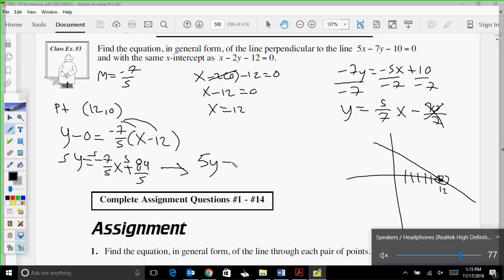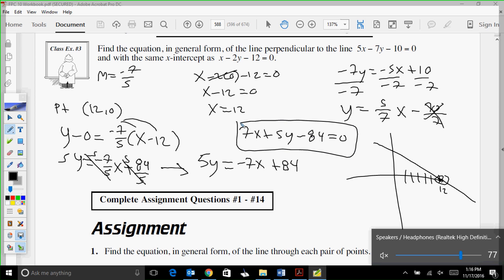I'll move out of the way here in a second. So that's where we're at after the 5's cancel. Okay, questions before I finish that off? I have one more thing to do. We're okay? All right, so we need to move, I'm going to move this 7 and the 84 over. So I'll add 7x minus that. So 7x plus 5y minus 84 equals 0. That's your answer in general form.